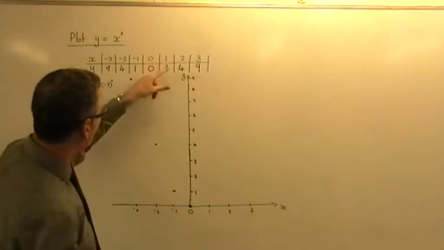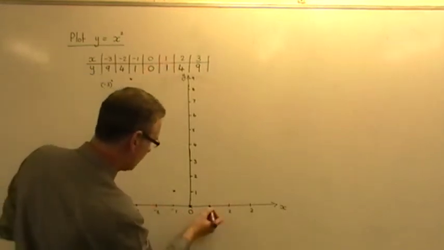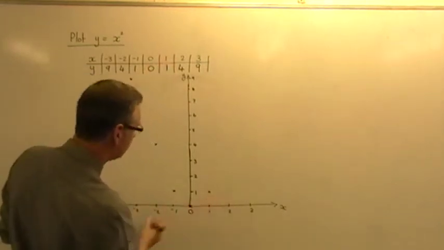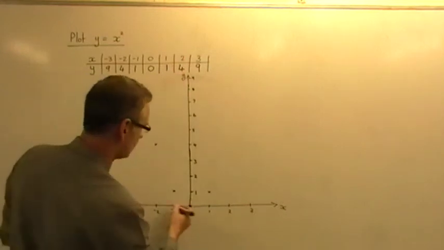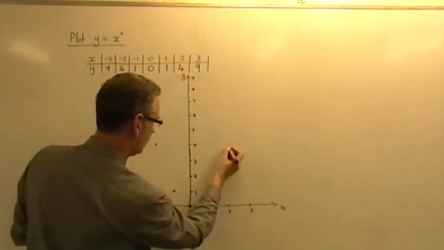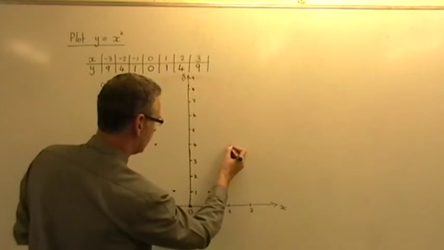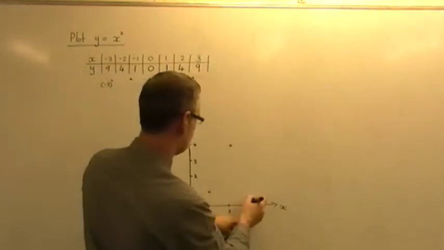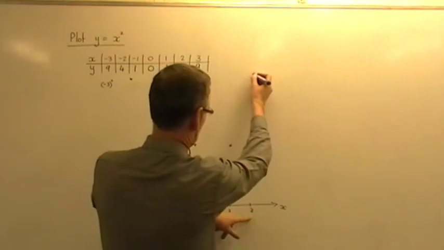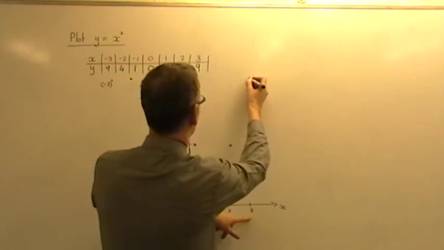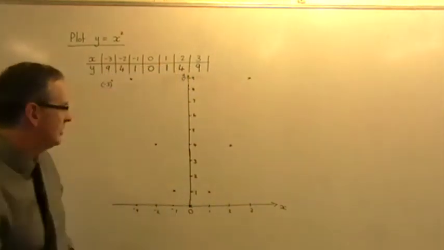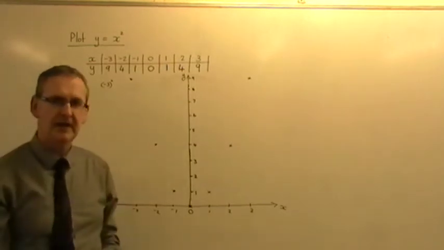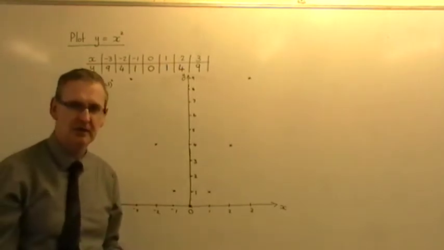And then we've got 1, 1, which is 1 on the x and 1 up, which is there. Then I've got 2, 4, 2 across on the x, up to 4 on the y, which is about there. And then I've got 3, 9, which is 3 across on the x and up to 9 on the y, which is about there. Now, as you can see, we're going to get a curve, and there are some interesting features about this curve.